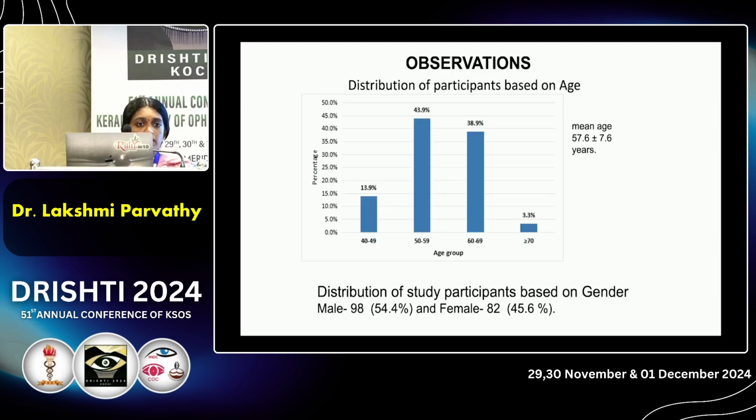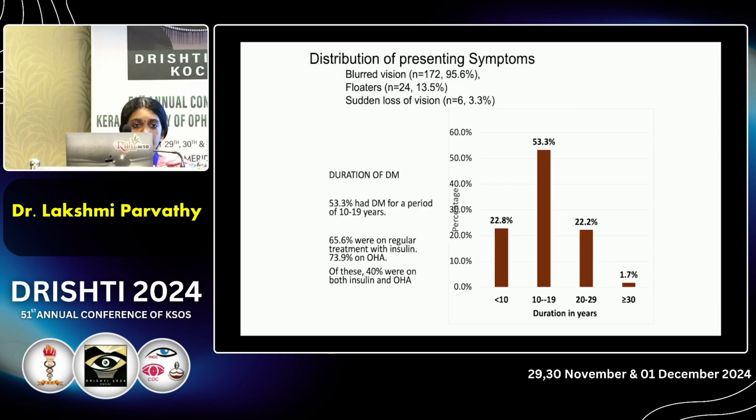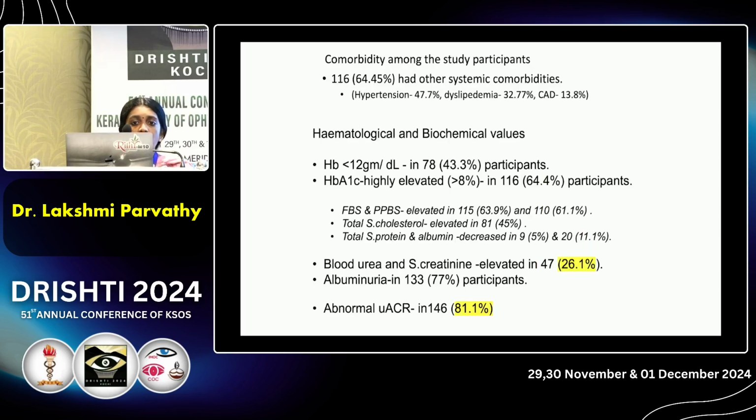Coming to observations, majority of the participants belong to the 6th decade, that is 43.9%. Majority of the participants were males, 54.4%. Majority of the participants presented with blurred vision as their presenting symptom. Majority had diabetes for a period of 10 to 19 years, and all participants were taking either insulin or OHA for their treatment, and 40% were taking both insulin and OHA. Majority had hypertension as the commonest comorbidity followed by dyslipidemia.